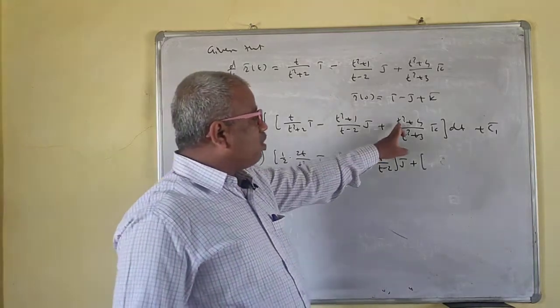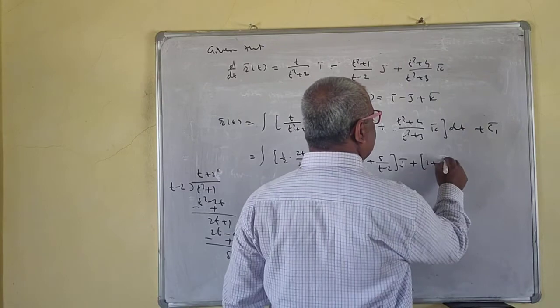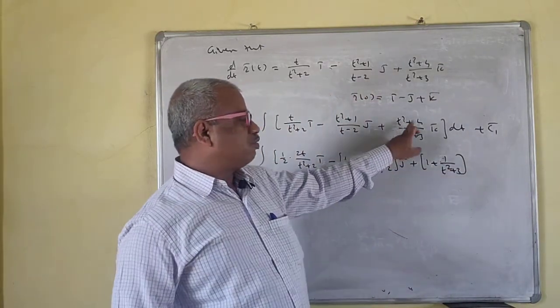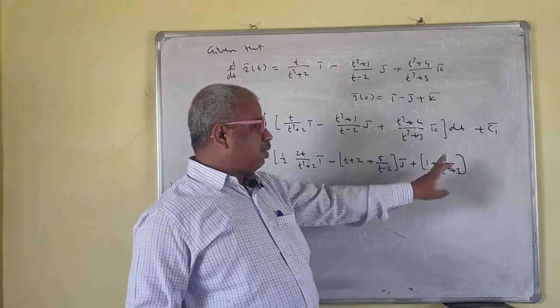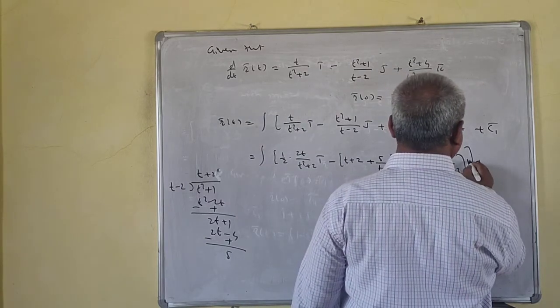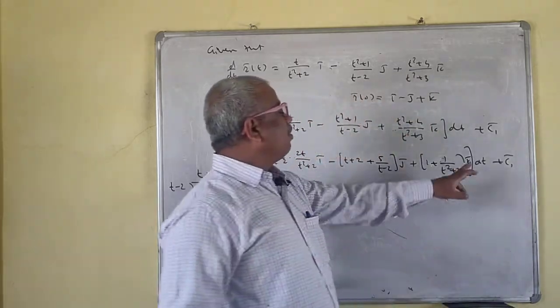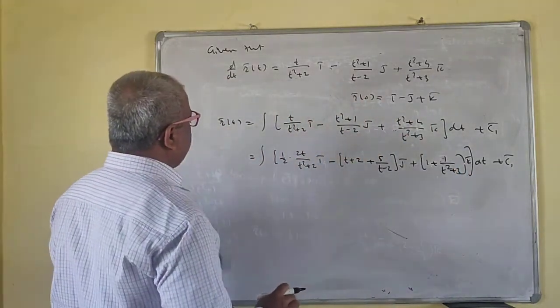So I can write this as t square plus 3 plus 1. So this is 1 plus 1 upon t square plus 3. I can write this as t square plus 3 plus 1, and t square plus 3 upon t square plus 3 is 1, and 1 upon t square plus 3 dt. So the bracket is complete. So this is k bar dt plus c1 bar. This is k bar, you have to take care. Now each term is integrable. We'll take the integration now.